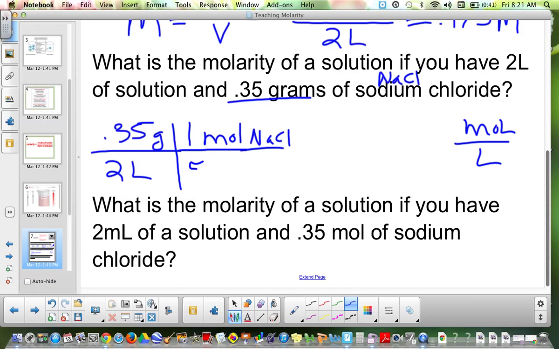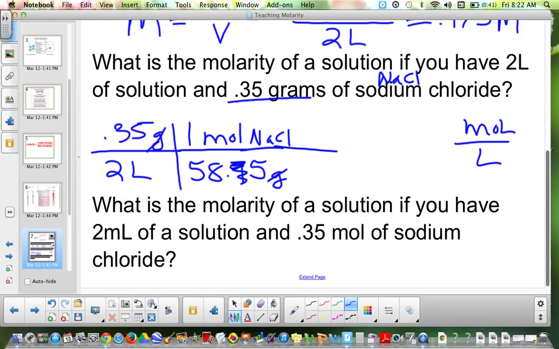58.5 grams. How did she get that? I did the math. So what did you add? I added 23 plus 35. Right, so she added the molar mass of sodium and the molar mass of chlorine. Now do you see how my grams cancel? I'm at moles. Am I done? No. Let's look. Do I have moles per liter? Yeah, so I'm done. That was an easy one too.